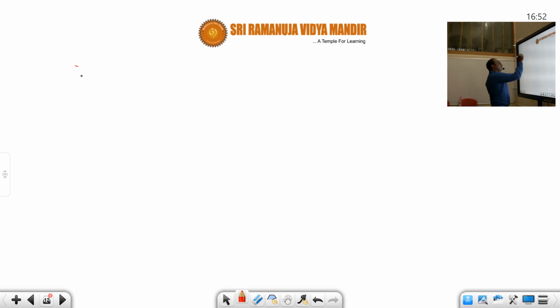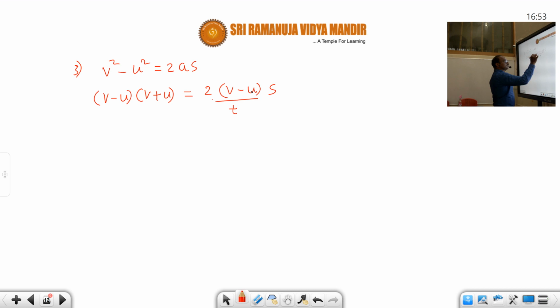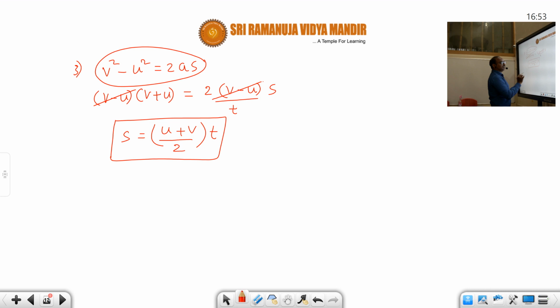That equals 2 into acceleration, where acceleration is final velocity minus initial velocity divided by time, and s is called the displacement. So here v minus u gets cancelled. Then s is equal to (u plus v) divided by 2 into time. So that is the displacement. This is another form of the third equation. So the third equation has this form and this form, where u is called initial velocity, v is called final velocity and t is called the time.